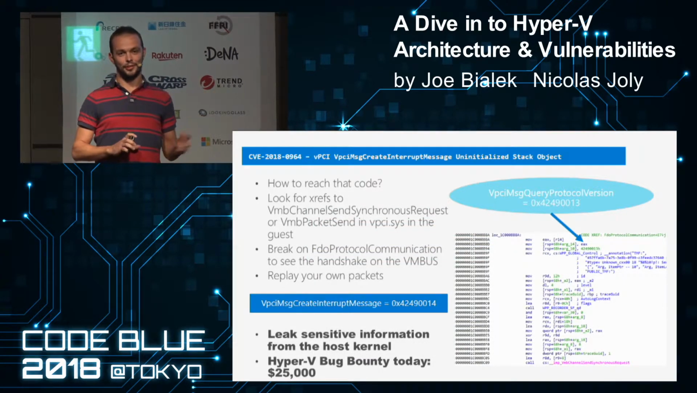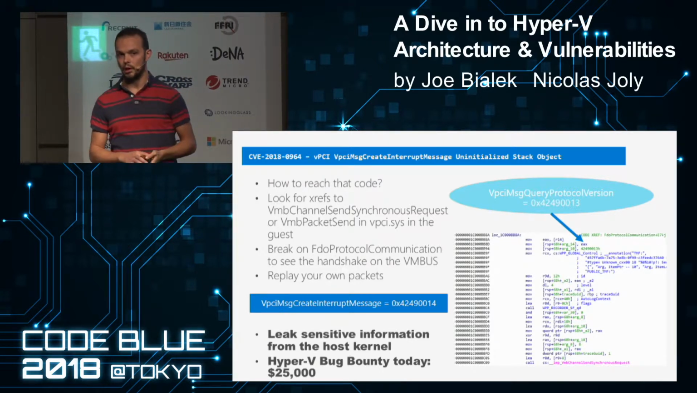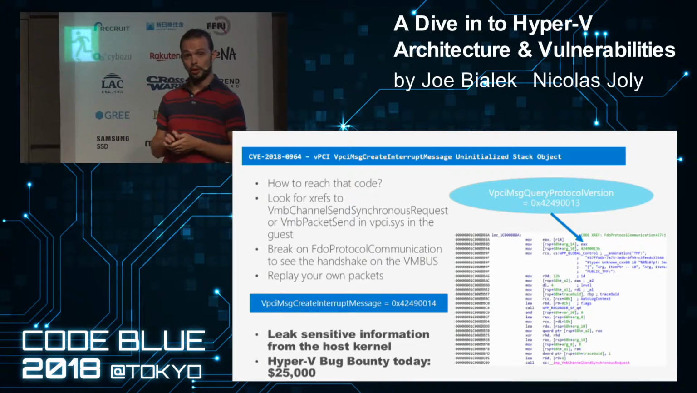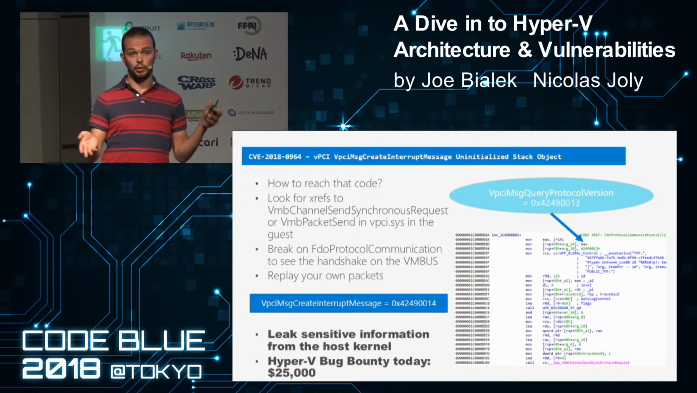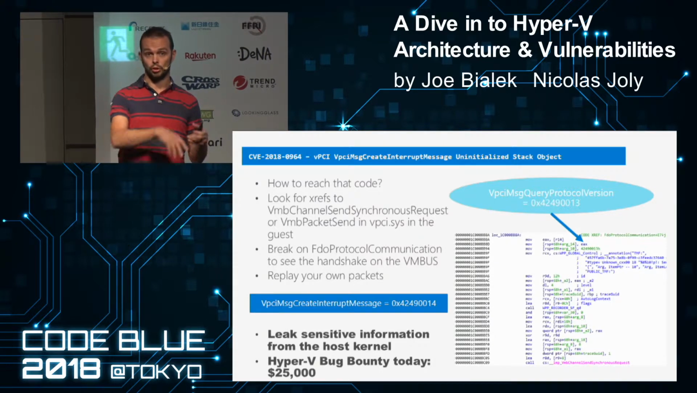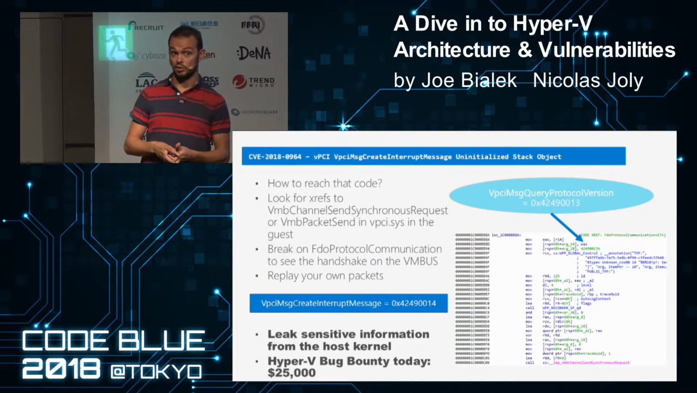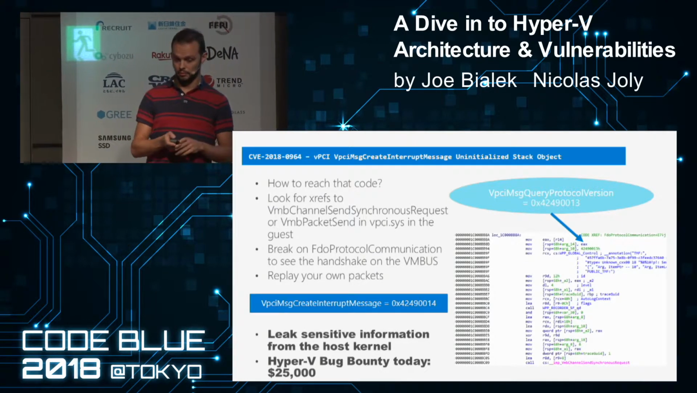For this kind of issue, generating a POC is not that difficult. I advise you to just put a breakpoint on FDO protocol communication in the guest in VPCI.sys, and look at how the handshake is done. Then you can change your messages and try to fuzz it and see if that gives you any result. It's up to you.